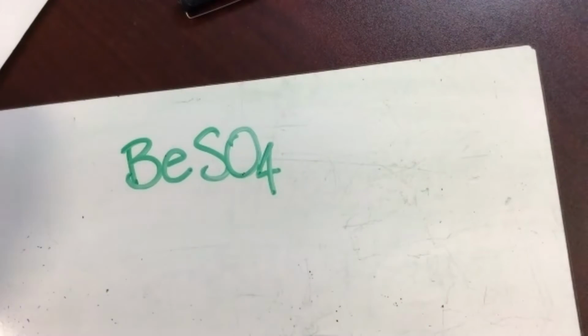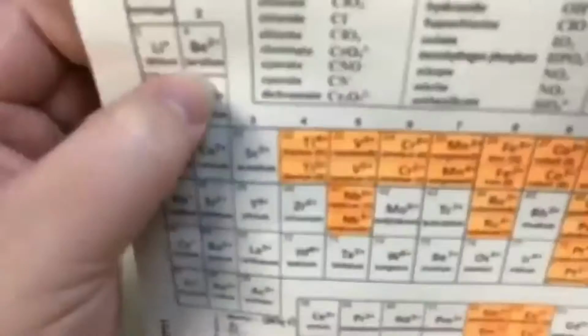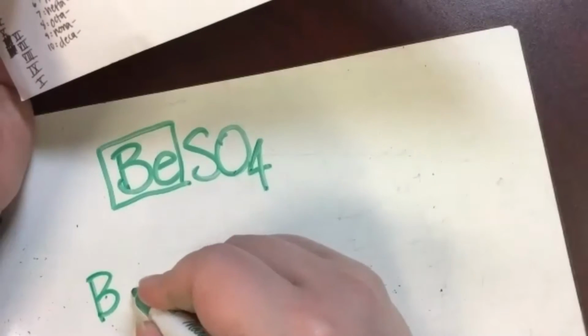All right, Be, this is one term here. Go with one capital letter, that's the first term. Be is over here on the periodic table. It is not highlighted, so no Roman numeral. That's just regular beryllium. See if I can spell it correctly. I can never spell this one.